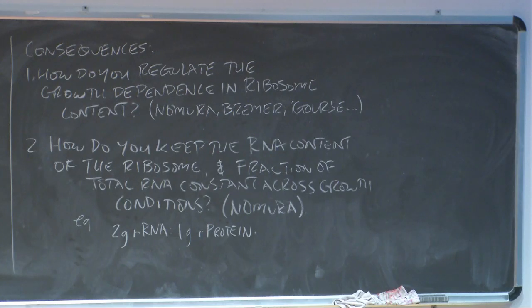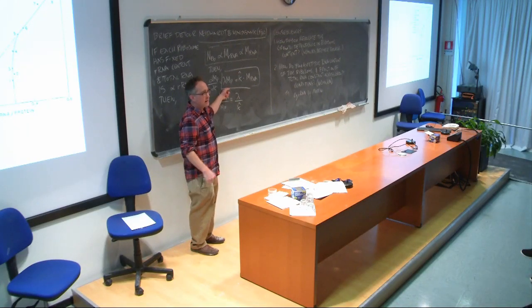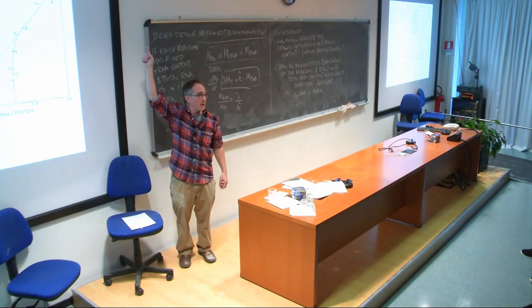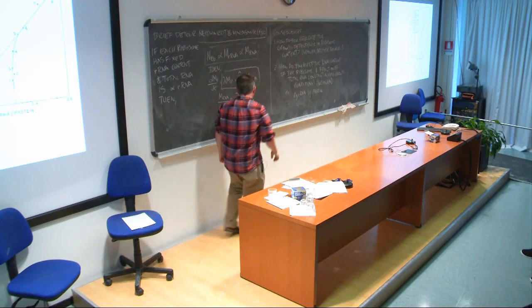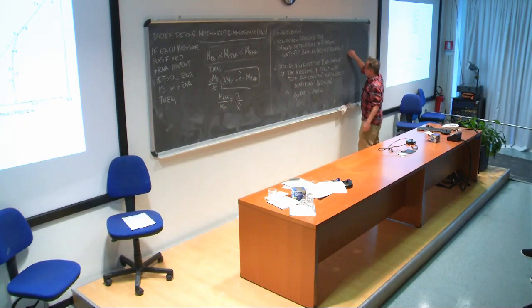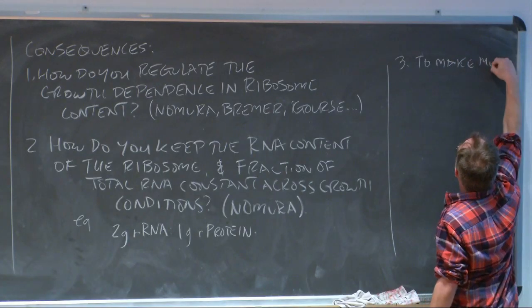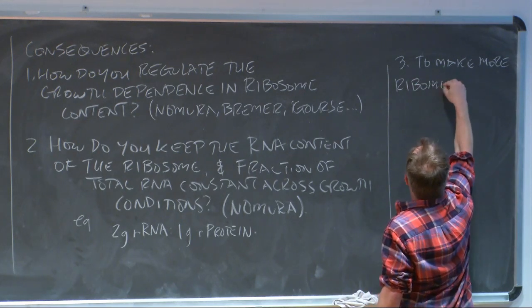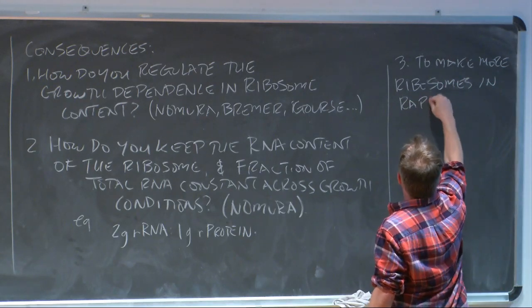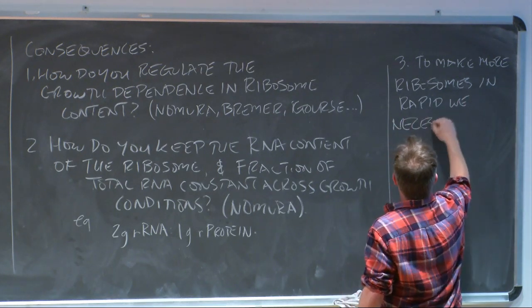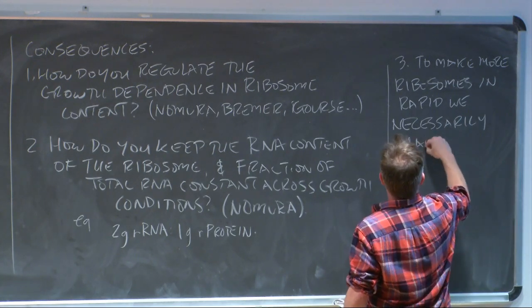But then the third point that I want to make, and this is something that we appreciate now in hindsight, is that if you want to make more ribosomes, you need to make more ribosomal protein. And if you make more ribosomal protein, you need to make less of something else. And so although you do get this linear increase in the ribosomal content with growth rate, that comes at the expense of making linearly decreasing levels of some other protein. All right? And so that's the last point I want to make, and we'll come back to that on Thursday, probably. So the third point is that to make more ribosomes in rapid growth, we necessarily make less of some other protein.